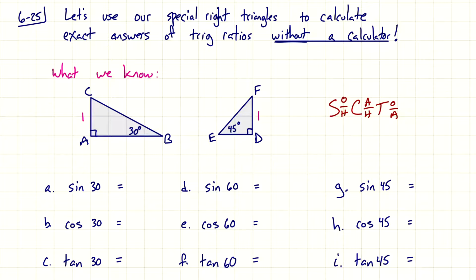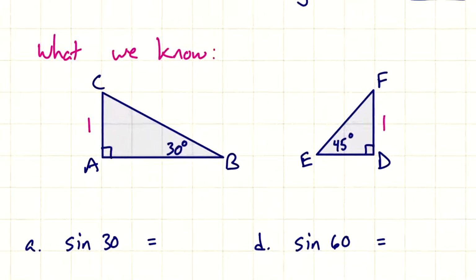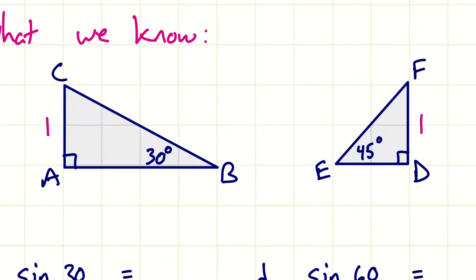Let's fill in our triangles again. Let me zoom into these for a second. We have our 30, 60, 90 triangle. In this case, we know AC has a measurement of 1, so this is our short leg. Then we label our other two sides: the measurement of BC would be 2 because it's twice as big, and the measurement of AB would be 1 times the square root of 3, so we'll just put square root of 3.